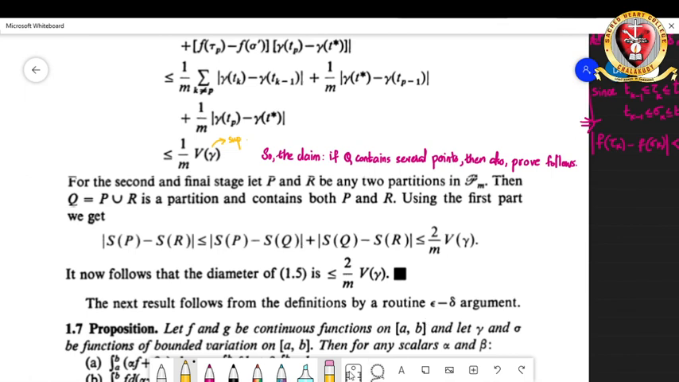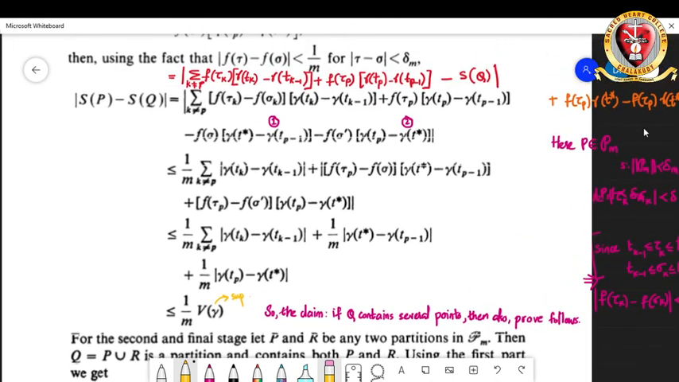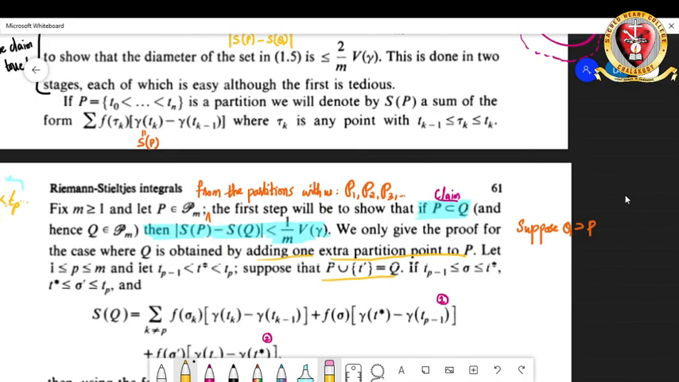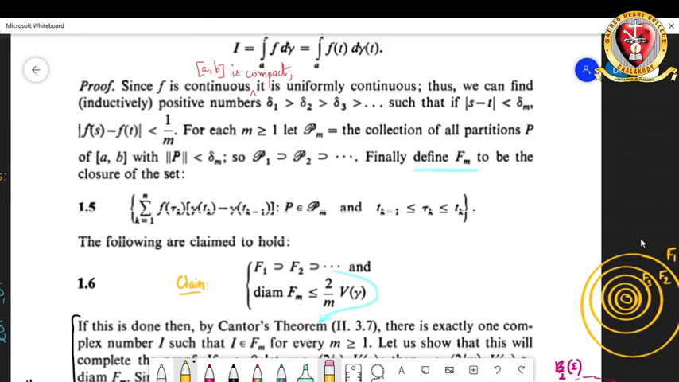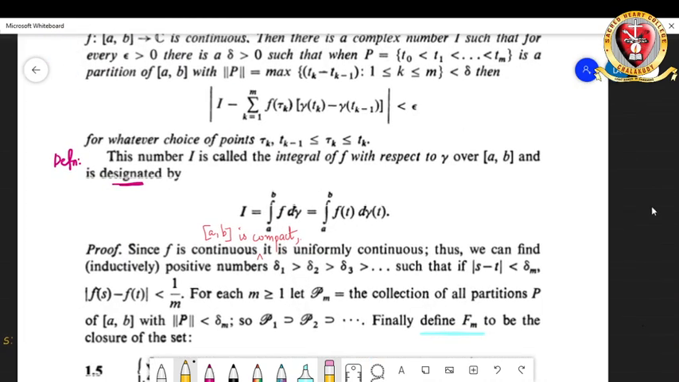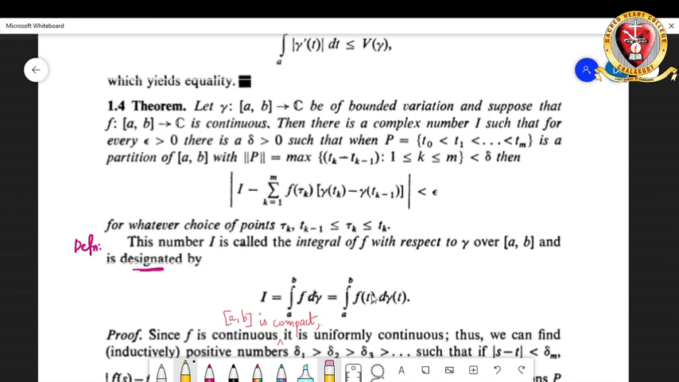So this is Theorem 1.4, which helps us to define the integral of a function f with respect to a function of bounded variation, right? So this is the main section of this theorem, that is the integral of f with respect to gamma, where gamma is of bounded variation. So that's all for today.